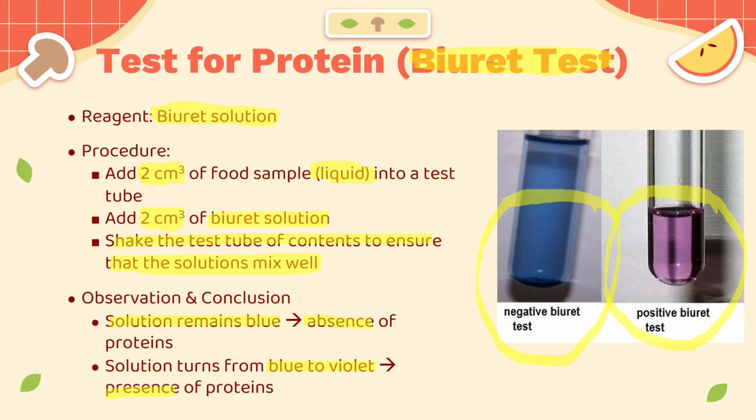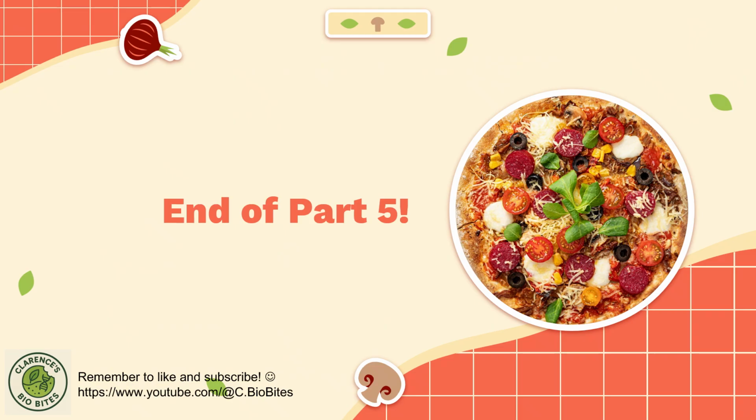So that's it. This video is just talking about the four food tests, which you have to know through practical and also in theory. And of course, in theory, you have to describe the procedure, you have to state the reagents, and depending on the context of the question, you have to identify the positive outcome or the negative outcome, and link it to the conclusion.